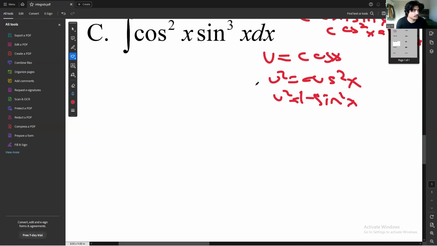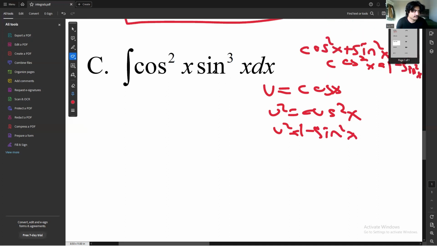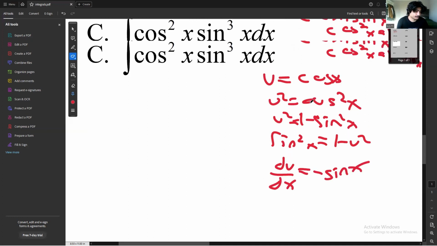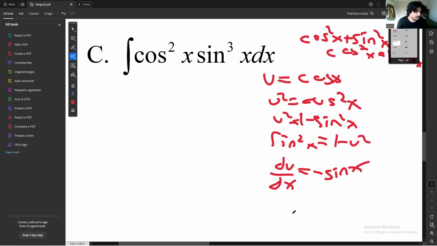I also want to solve for sine square x because I have a sine square over there. Even though it's a sine cubed, I can just pull out my sine square. And that will be sine square x is equal to 1 minus u square. Very good. Ultimately, I want to find my derivative. So du dx is equal to negative sine x, because when we take the derivative of cosine of x, it's negative sine of x. So after this part, we should be able to know everything.